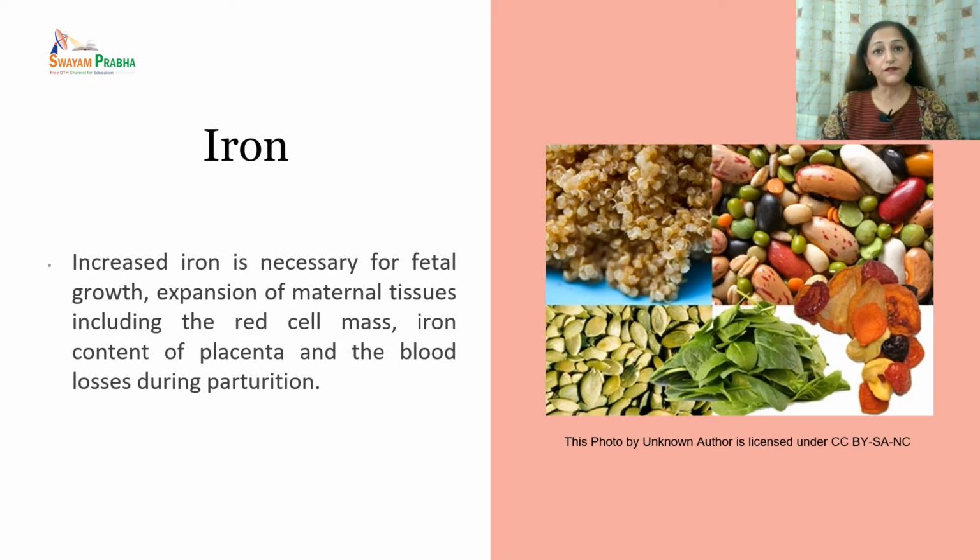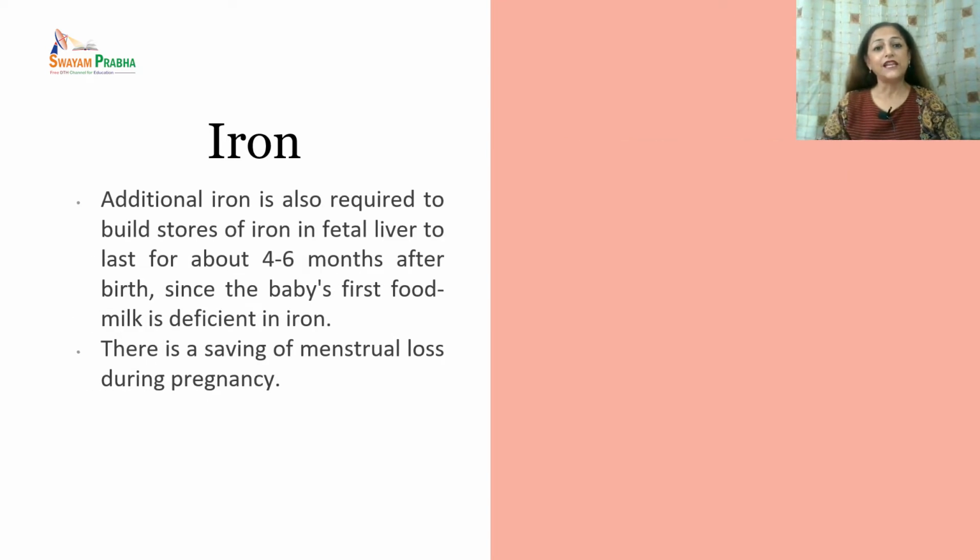Another important mineral is iron. Increased iron is necessary for fetal growth, expansion of the maternal tissues, including the red blood cells, the iron content of the placenta, and the blood losses during the parturition process, that is the childbirth process. Additional iron is also required to build the stores of iron in the fetal liver to last about 4 to 6 months after the birth, since we know that the baby's first food, that is the milk, is deficient in iron. So there is also saving of maternal losses during this pregnancy.